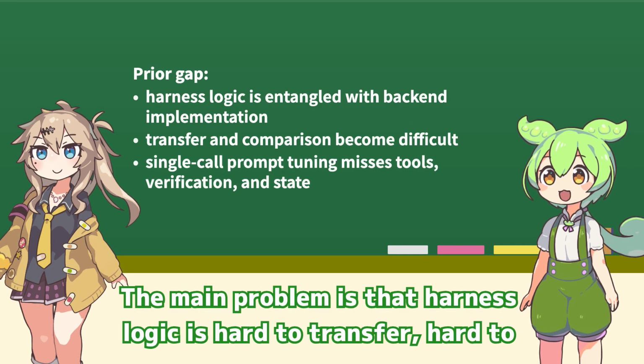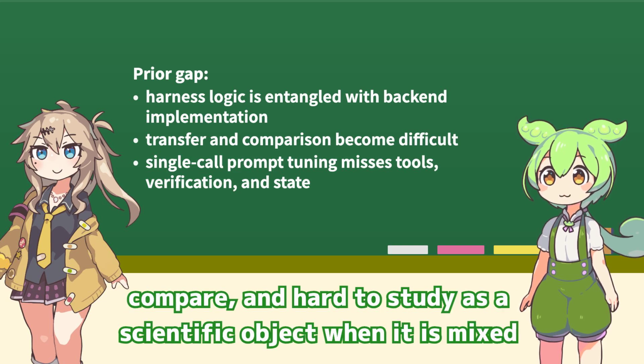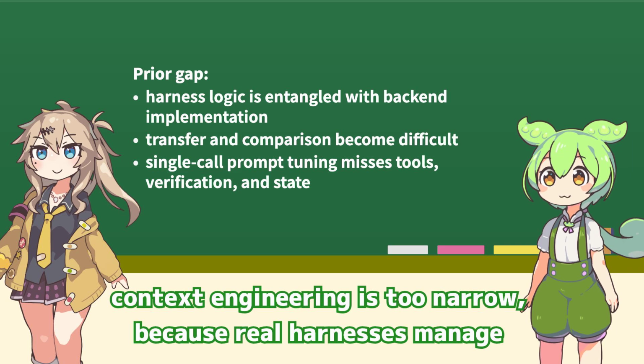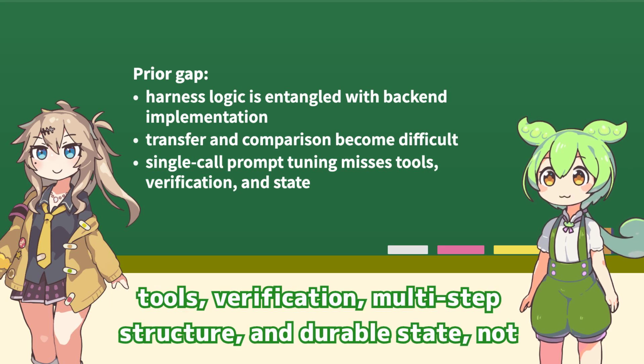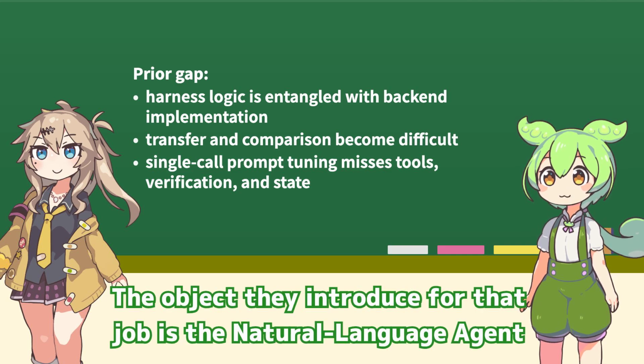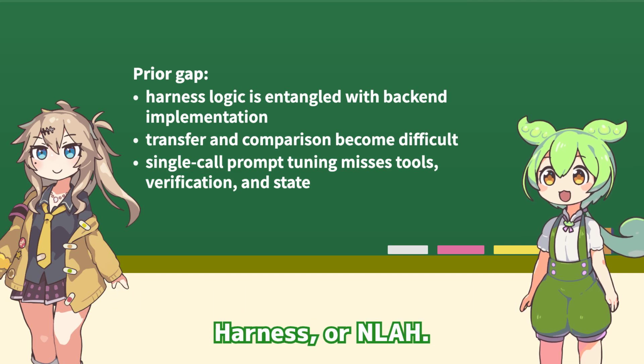The main problem is that harness logic is hard to transfer, hard to compare, and hard to study as a scientific object when it is mixed together with back-end details. The paper also says prompt-level context engineering is too narrow, because real harnesses manage tools, verification, multi-step structure, and durable state, not just one model call. The object they introduce for that job is the Natural Language Agent Harness, or NLAH.